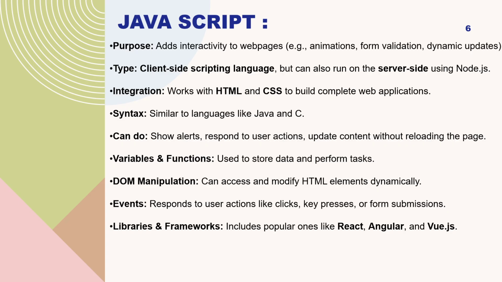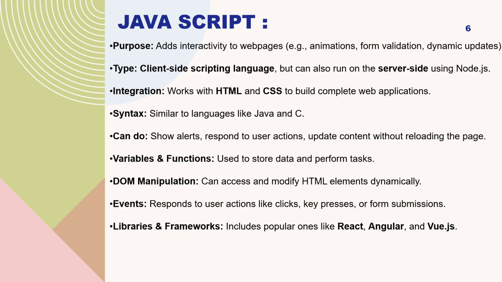Now let's move to JavaScript. JavaScript is a high-level interpreted programming language which is used to make web pages interactive and dynamic. It works together with HTML as well as CSS. JavaScript allows web pages to respond to user actions, display alerts, validate forms, and update content without reloading the page.